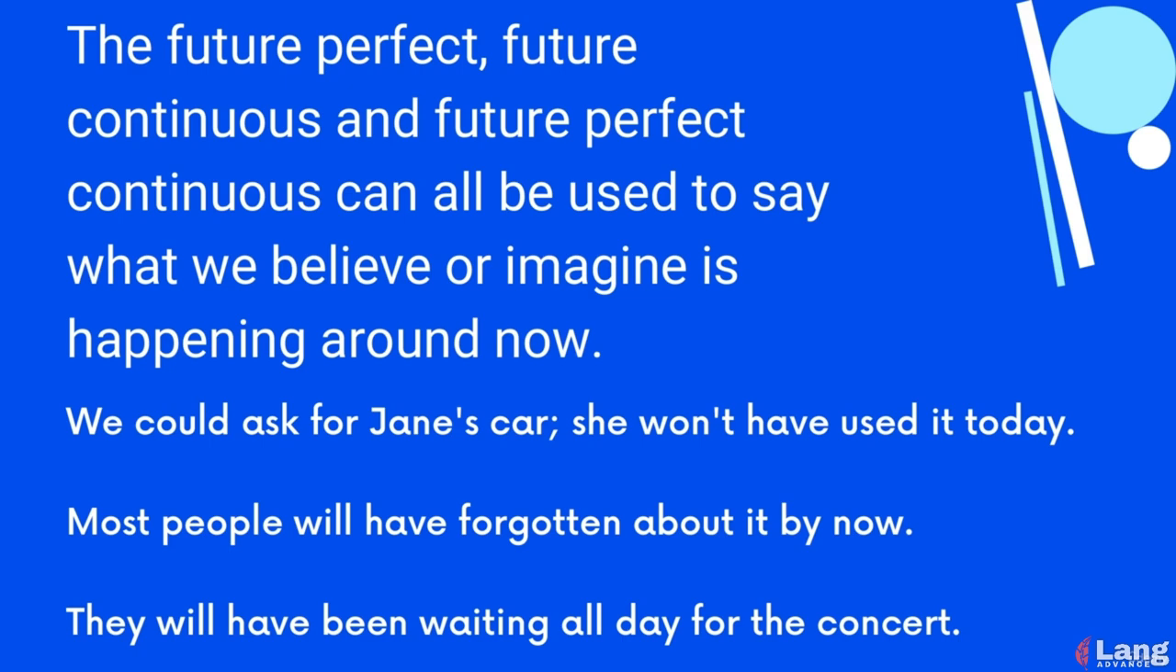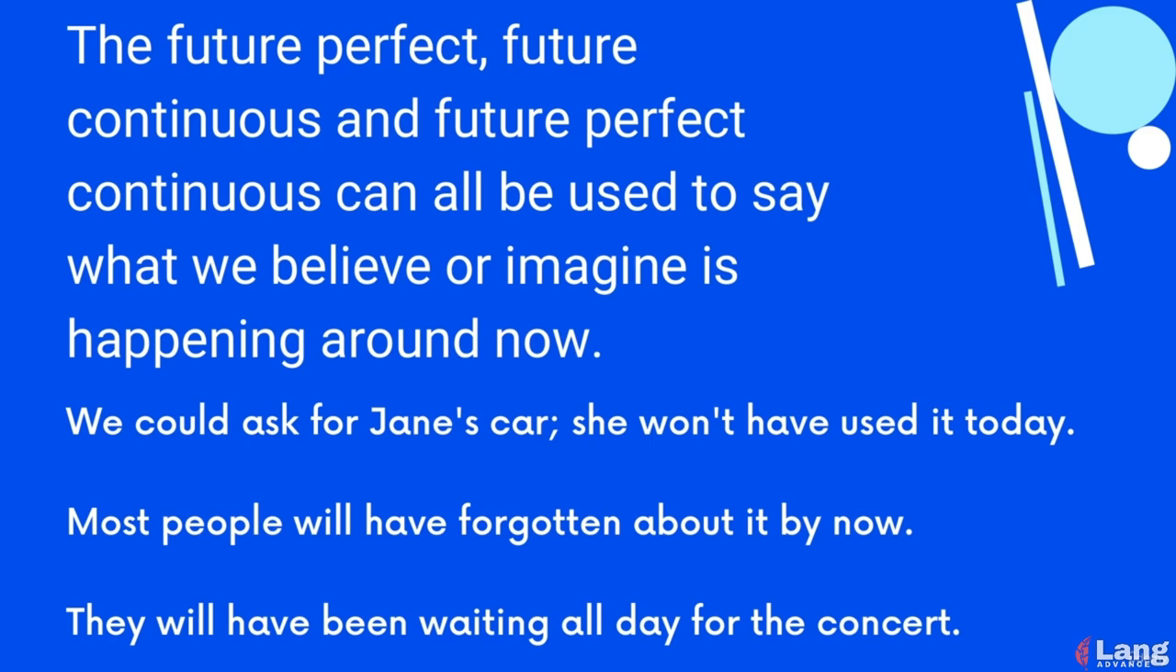Okay, this is long, so pay attention. The future perfect, future continuous, and future perfect continuous can all be used to say what we believe or imagine is happening around now. Here are some examples. We could ask for Jane's car. She won't have used it today. Most people will have forgotten about it by now. They will have been waiting all day for the concert. All of these sentences are talking about what we believe or imagine is happening around the present moment.